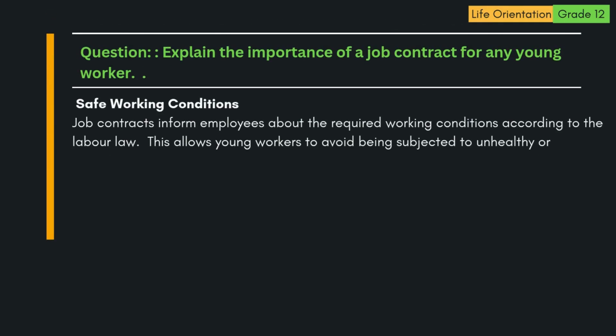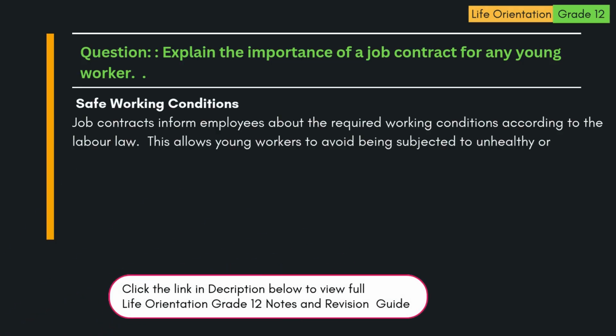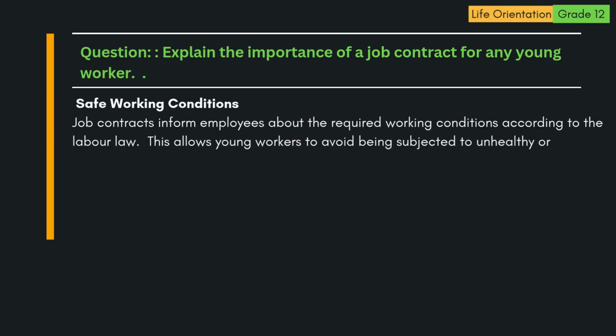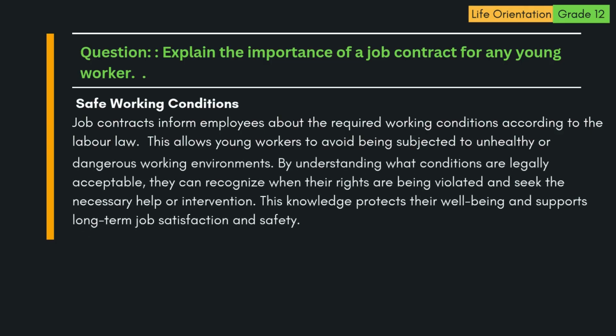6. Safe working conditions. Job contracts inform employees about the required working conditions according to the labor law. This allows young workers to avoid being subjected to unhealthy or dangerous working environments. By understanding what conditions are legally acceptable, they can recognize when their rights are being violated and seek the necessary help or intervention. This knowledge protects their well-being and supports long-term job satisfaction and safety.